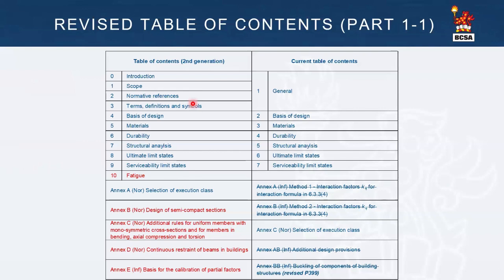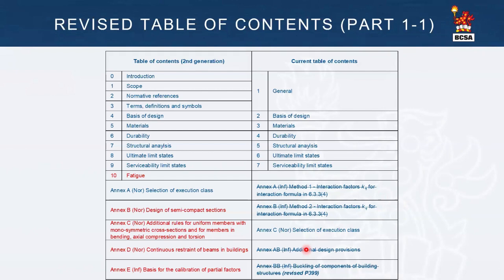So scope, normative references, and terms, definitions, and symbols. A downside of this change, obviously, is that most clauses and equation numbers will have changed, and designers will obviously have to relearn where things are and the clauses that need to be referred to in the design calculations. As I said, I'm going to compare here the various contents on part 1.1, and I'll focus first on the sections that have been withdrawn, which are struck through.